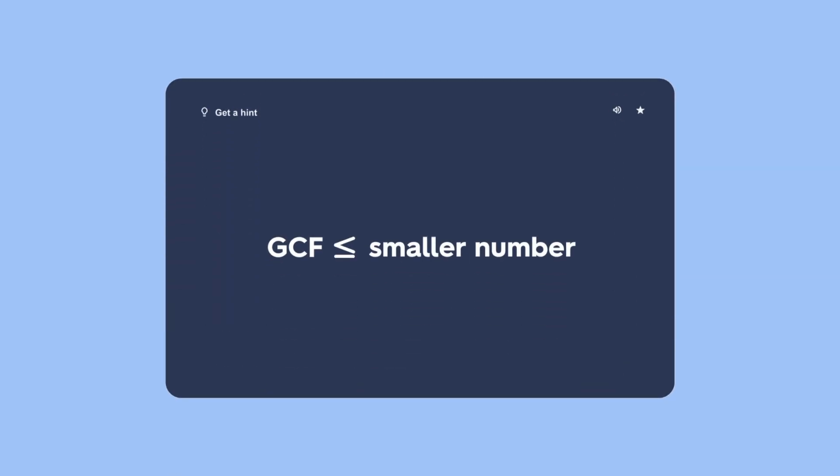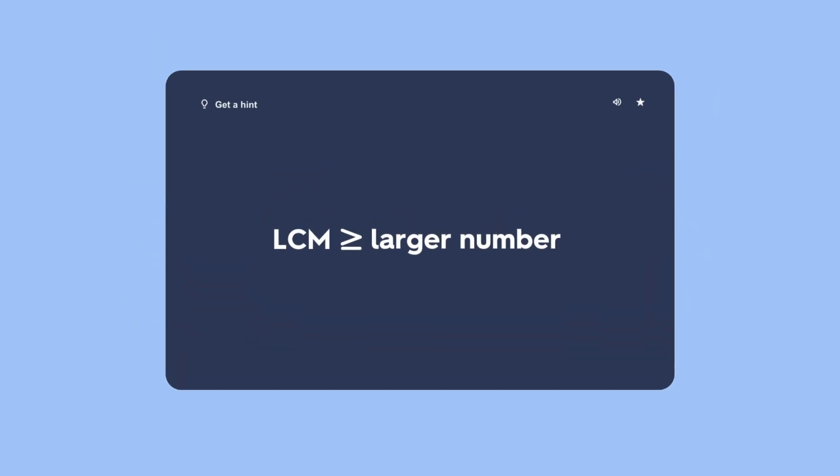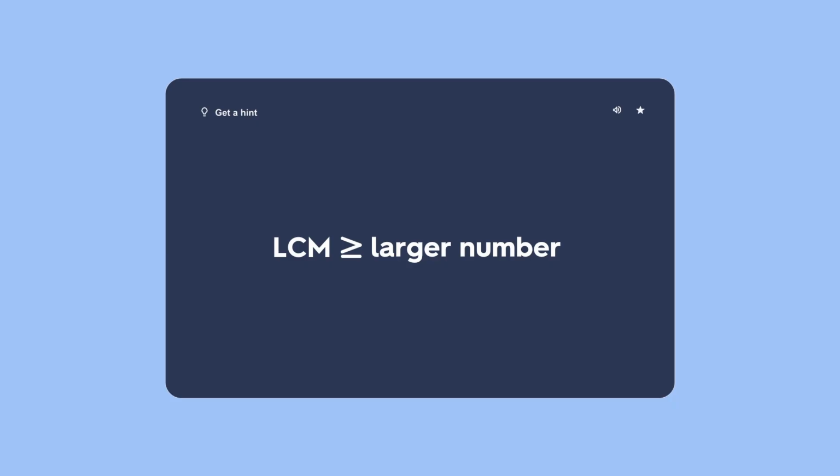The greatest common factor divides the originals, so it can't be larger than the smaller original. The least common multiple is a common multiple, so it can't be smaller than the larger original. So if an answer choice is bigger than both originals, it can't be their greatest common factor.